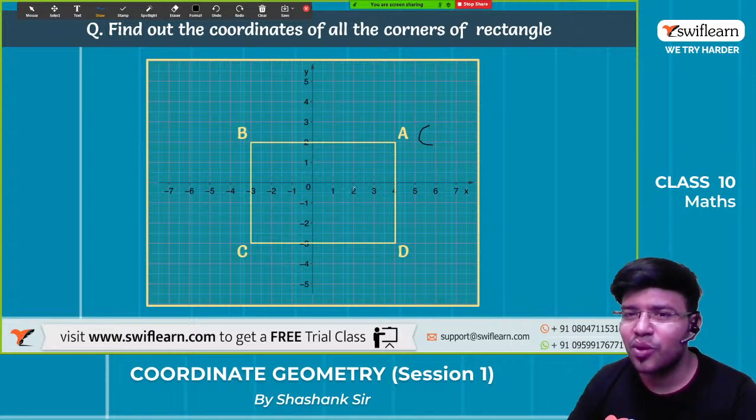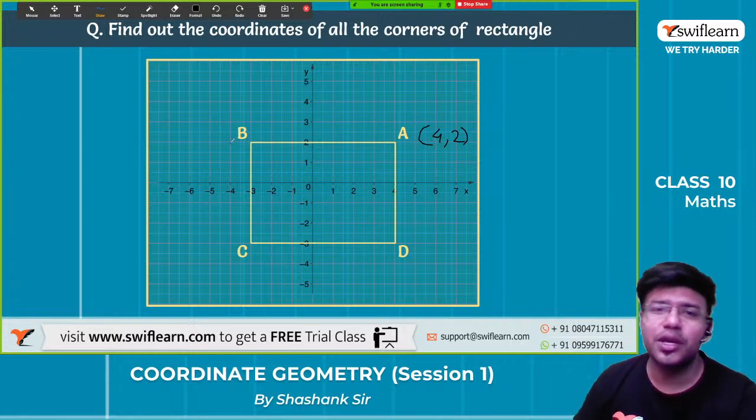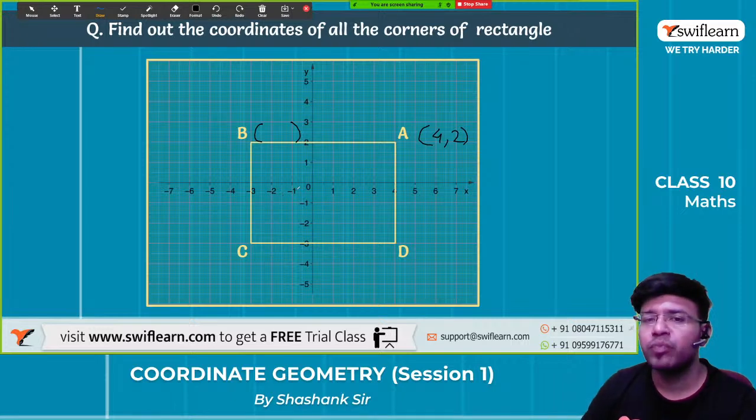What is the x coordinate of point A? It is 4. Yes. What is the y coordinate of point A? It is 2. So the coordinate of point A is 4, 2. Yes. What is the coordinate of point B? X coordinate is minus 3. Y coordinate is 2. So the coordinate of point B is minus 3, 2.